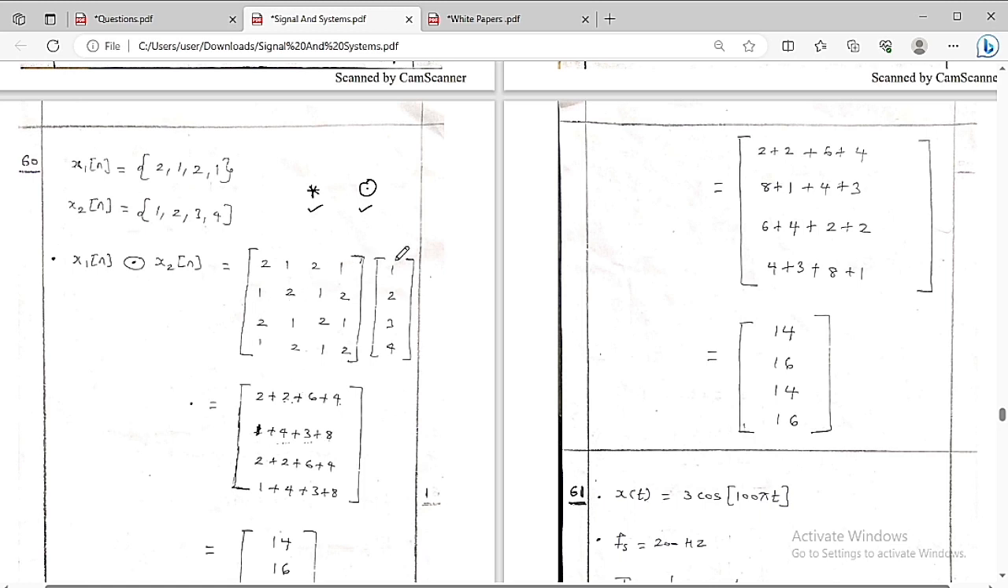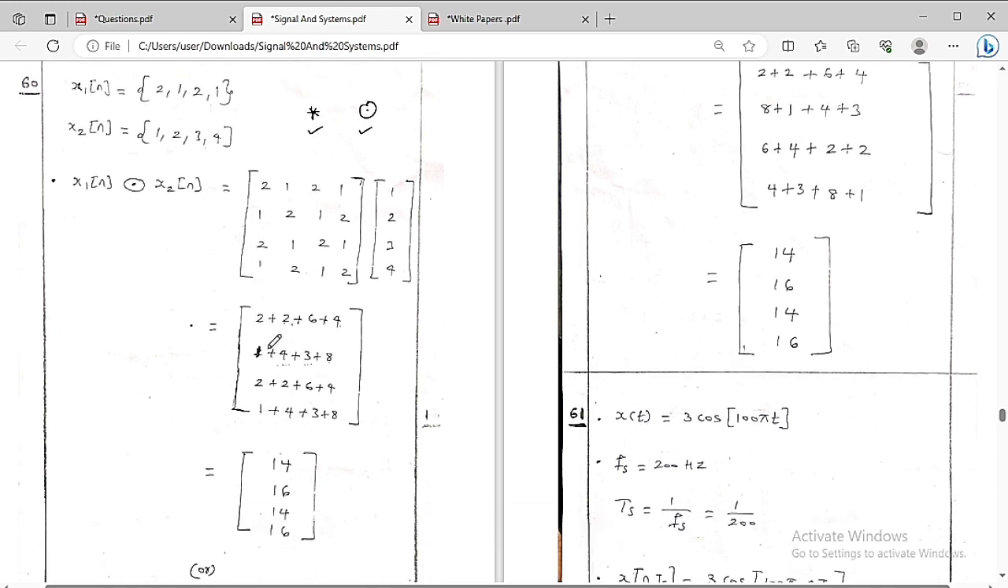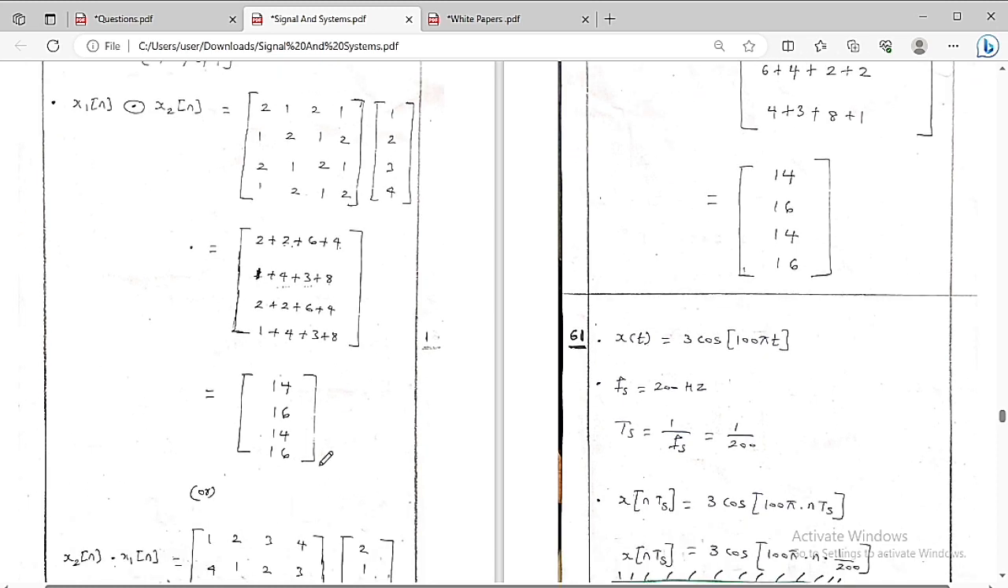Then 2 into 1 is 2, plus 1 into 2 is 2, plus 2 into 3 is 6, plus 1 into 4 is 4. Again do the addition. Then 1 into 1 is 1, plus 2 into 2 is 4, plus 1 into 3 is 3, plus 2 into 4 is 8. If we add all these, we finally get 14, 16, 14, 16. So this is basically a matrix multiplication, row by column. The final solution that we get, 14, 16, 14, 16, is the circular convolution.